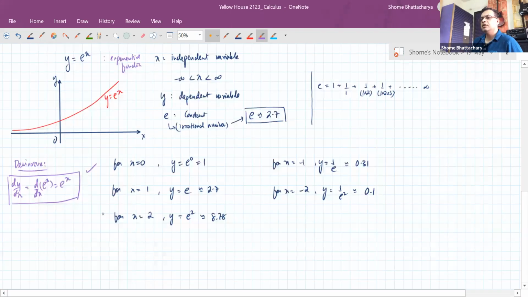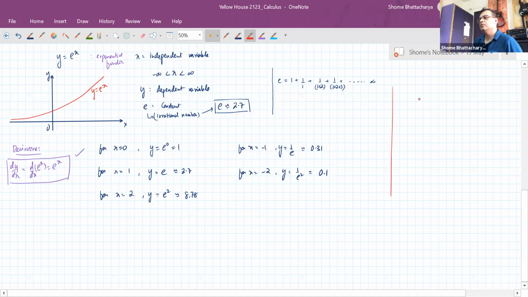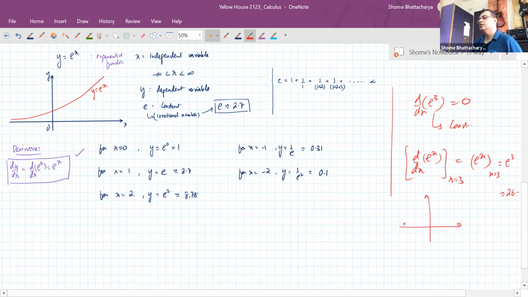So for example, if I ask you what is the derivative or rate of change of e cube, the answer to that is 0 because e cube is a constant. Okay. But if I ask you what is the derivative of e raised power x at the point x equal to 3, so that is actually e raised power x for x equal to 3. So that is e cube. So that will be something close to about 26 point something like this. So what that means is if I draw the graph of y is equal to e raised power x, and now I plot this point x equal to 3. At that point, if I draw a tangent, the slope of that tangent will be equal to e raised power.